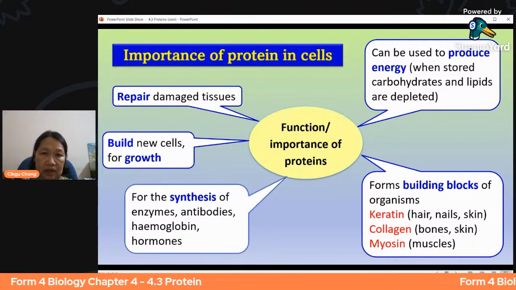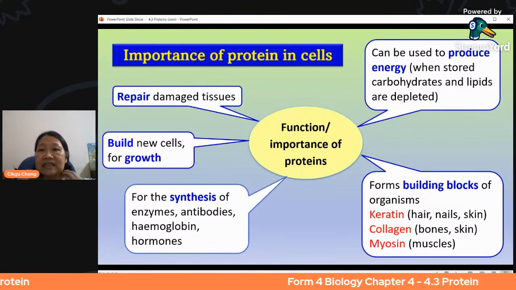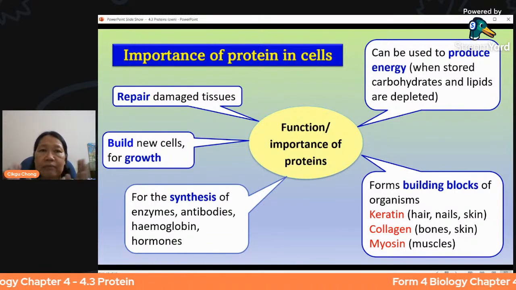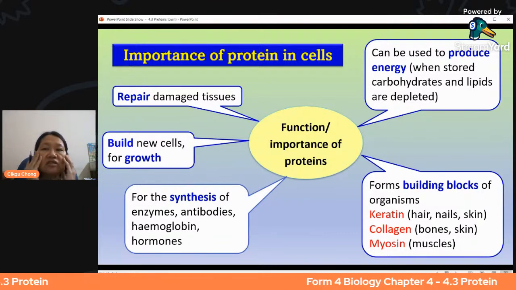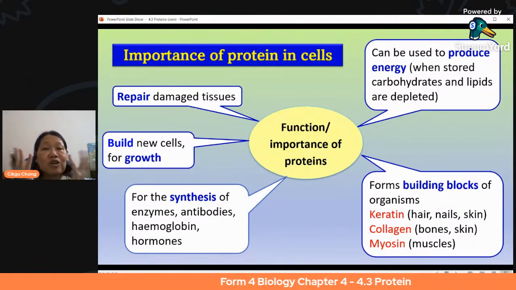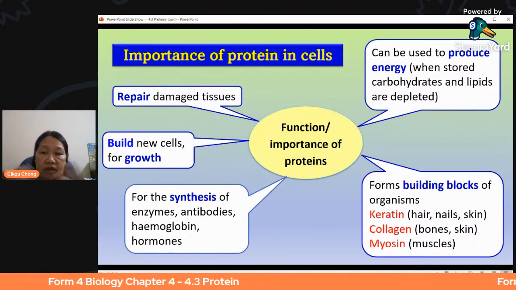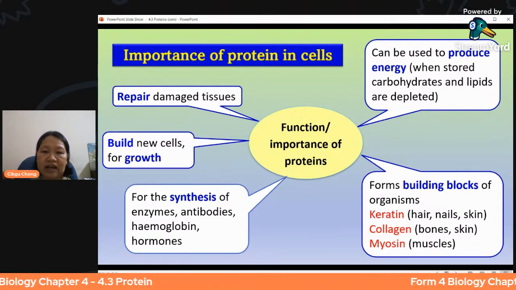Collagen. Everybody loves collagen because it makes your skin youthful. It makes your skin elastic, just like a baby's bottom, right? You go and tap the baby's bottom, it goes boing, bouncy. You go and tap your grandma's cheek, no bounce, it just all sags. As you grow older, your collagen gets broken down. So collagen is found in bones and also skin.